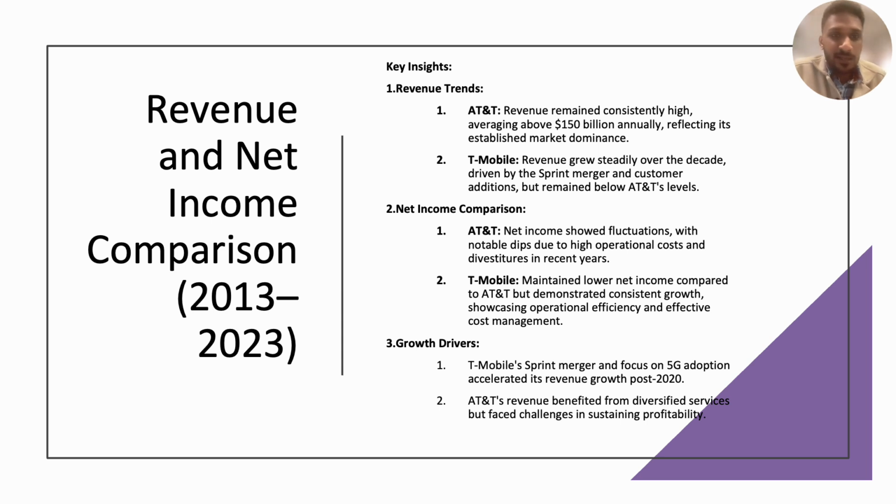Net income comparison: AT&T's net income showed fluctuations with notable dips due to high operational costs and divestitures. But T-Mobile maintained lower net income compared to AT&T, but demonstrated consistent growth, showcasing operational efficiency and effective cost management.